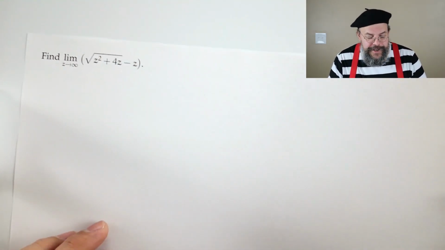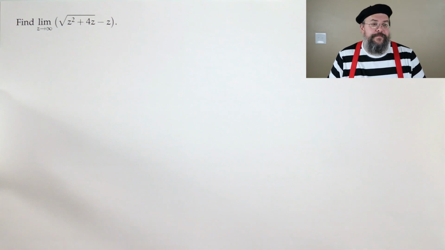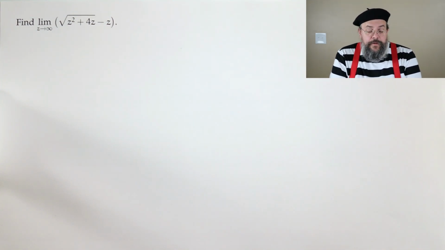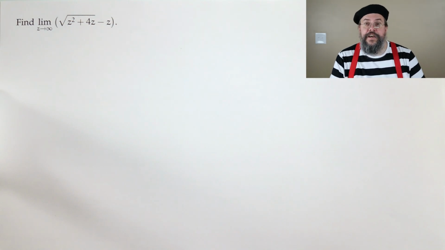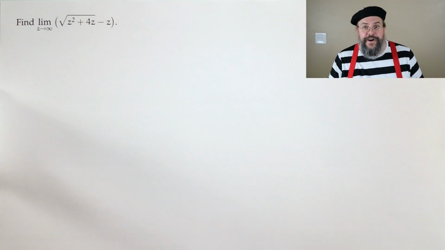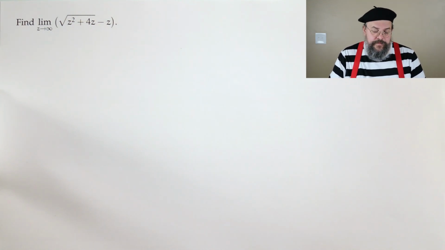Well, let's try another problem. Aha! This one should be good. This one should be really good. All right. Find the limit as z goes to infinity of the square root of z squared plus 4z minus z. Okay. Now, before we start, let's ask ourselves the question, what's happening here?